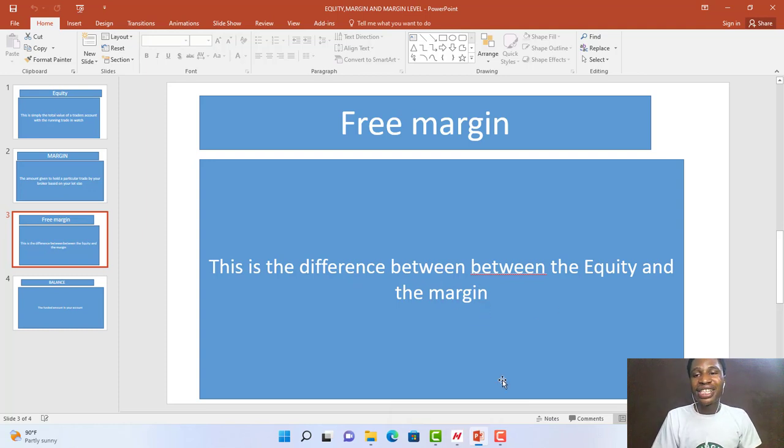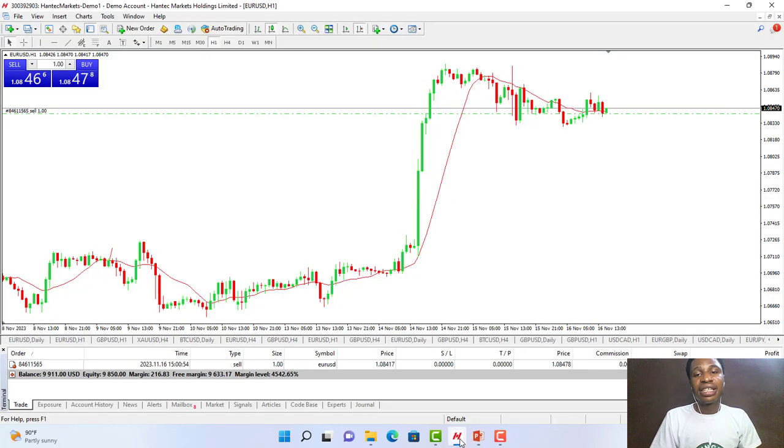The difference between the equity and the margin, you have the free margin. Subtract the margin from the equity, you have your free margin. You can see both the equity and the free margin, they are moving continuously. So subtract the margin from the equity.